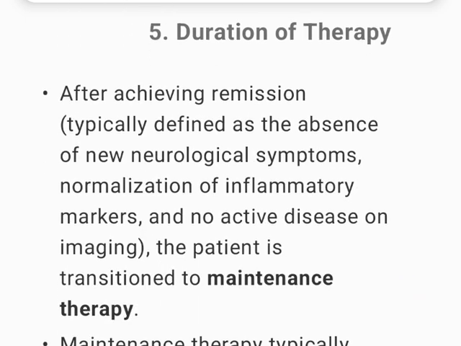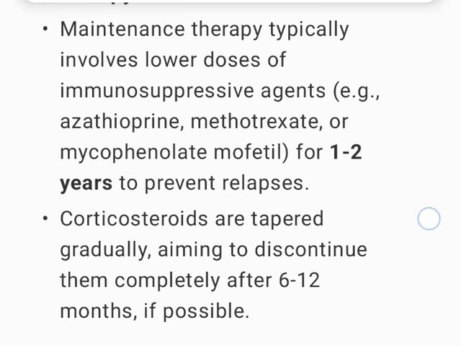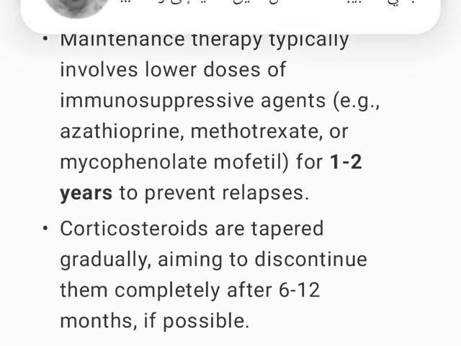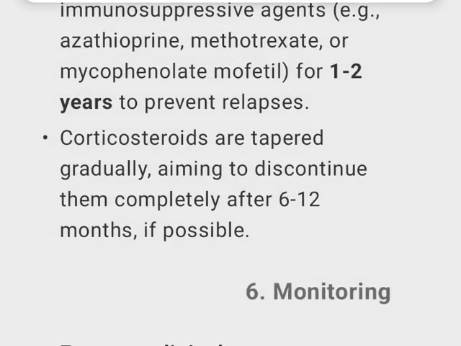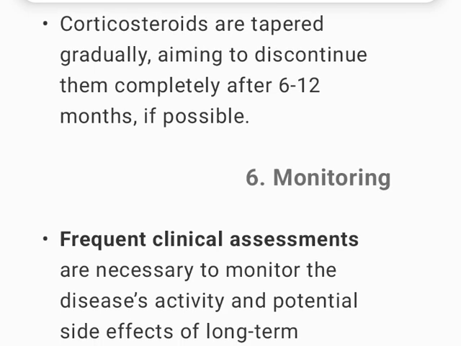After achieving remission, typically defined as the absence of new neurological symptoms, normalization of inflammatory markers, and no active disease on imaging, the patient is transitioned to maintenance therapy. Maintenance therapy typically involves lower doses of immunosuppressive agents, e.g., azathioprine, methotrexate, or mycophenolate mofetil, for 1 to 2 years to prevent relapses. Corticosteroids are tapered gradually, aiming to discontinue them completely after 6 to 12 months if possible.